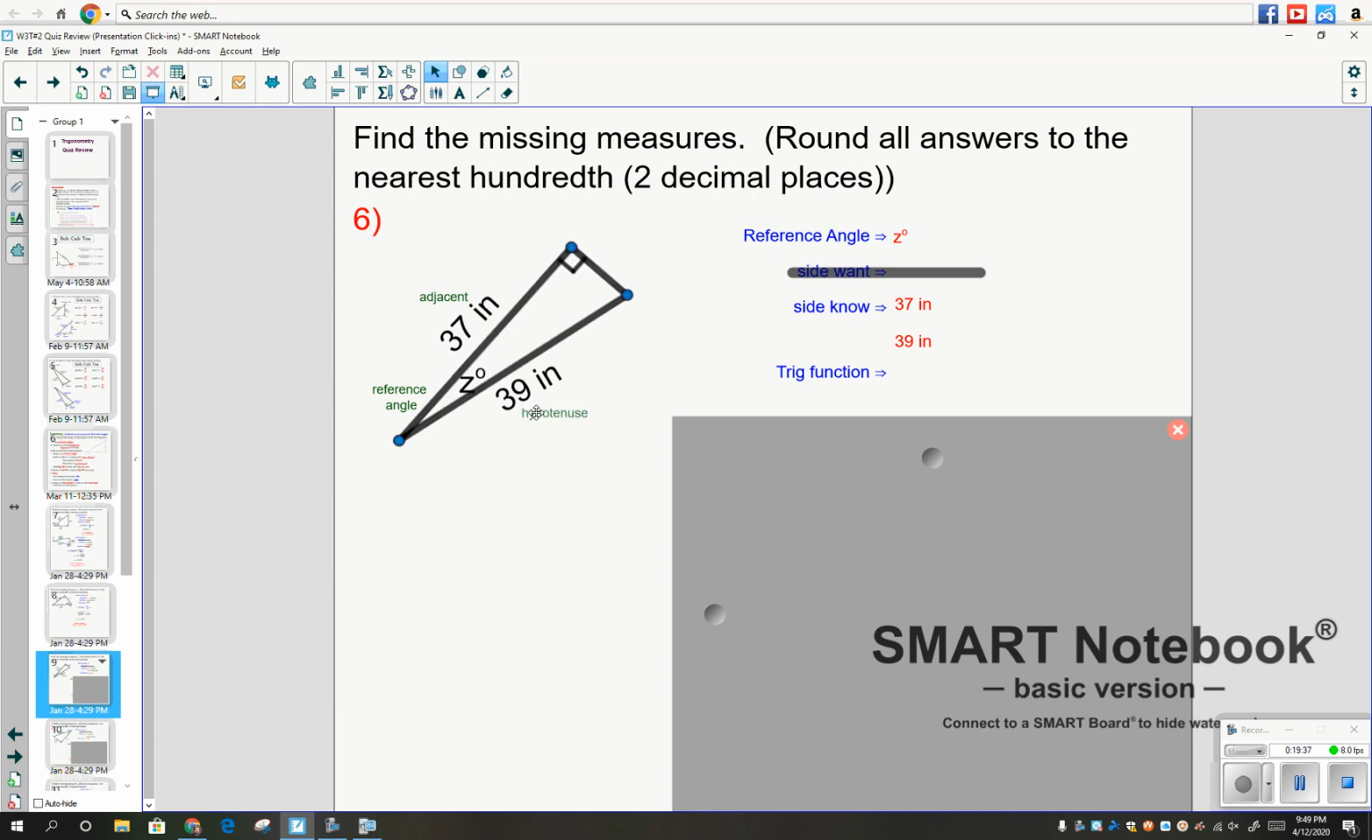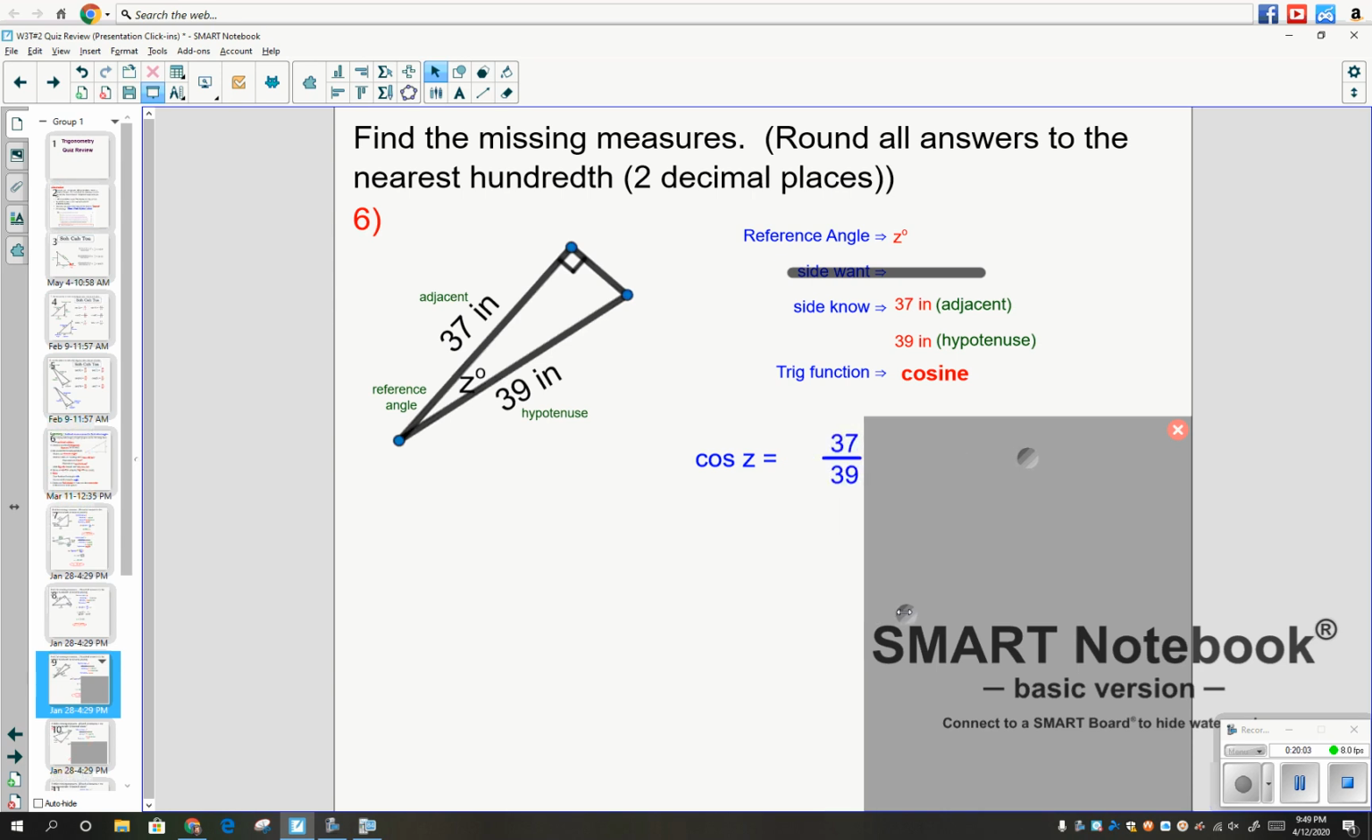How are they related? 39 is across from the right angle. That's my hypotenuse. 37 then is a leg. Which leg is it? It's the leg next to the reference angle, so it's adjacent. Which trig function uses adjacent and hypotenuse? Yes, cosine. Cosine of what? Cosine of the angle means cosine of Z equals the ratio of the adjacent leg over the hypotenuse, which is 37 over 39.